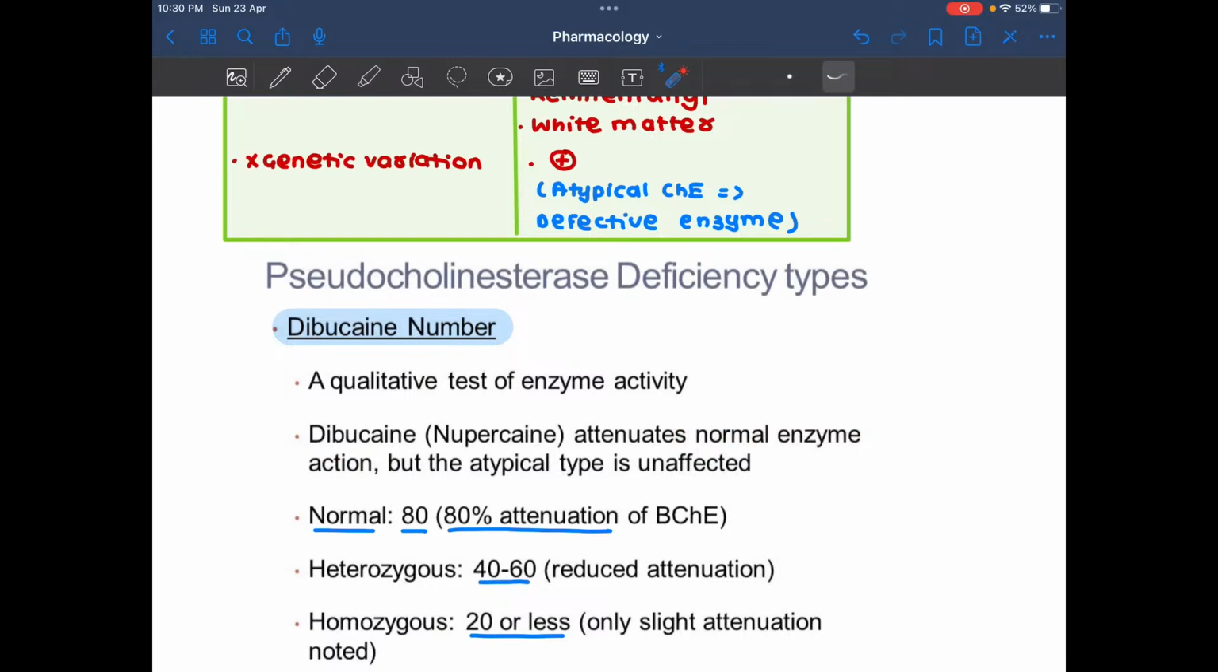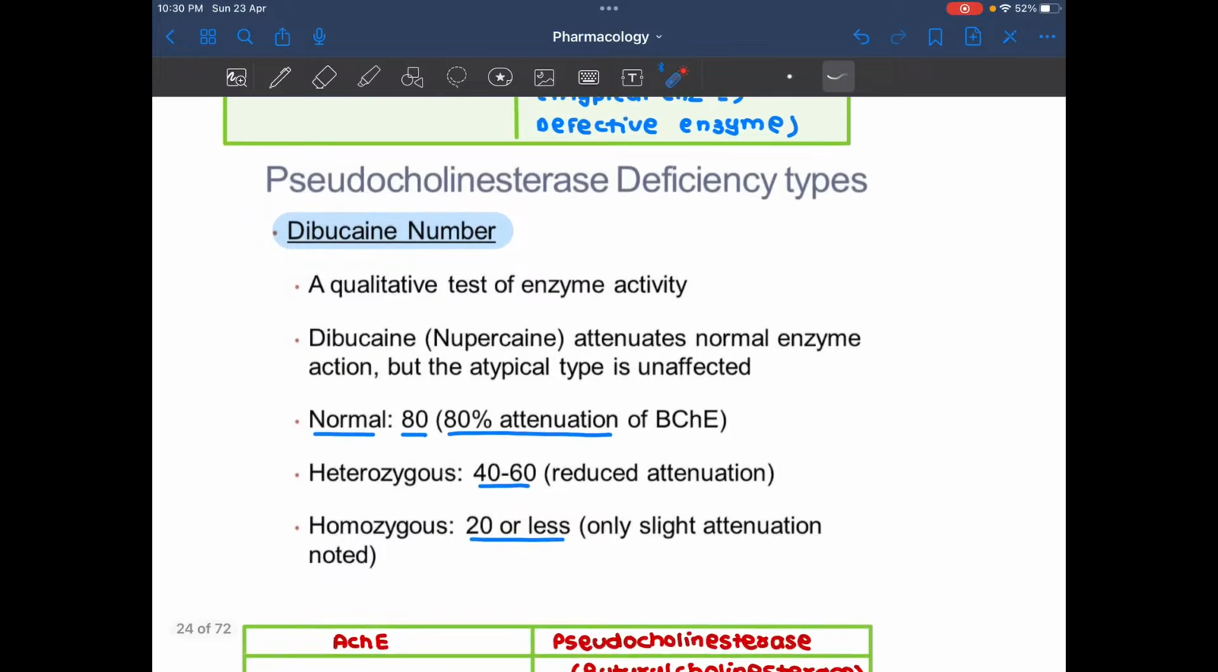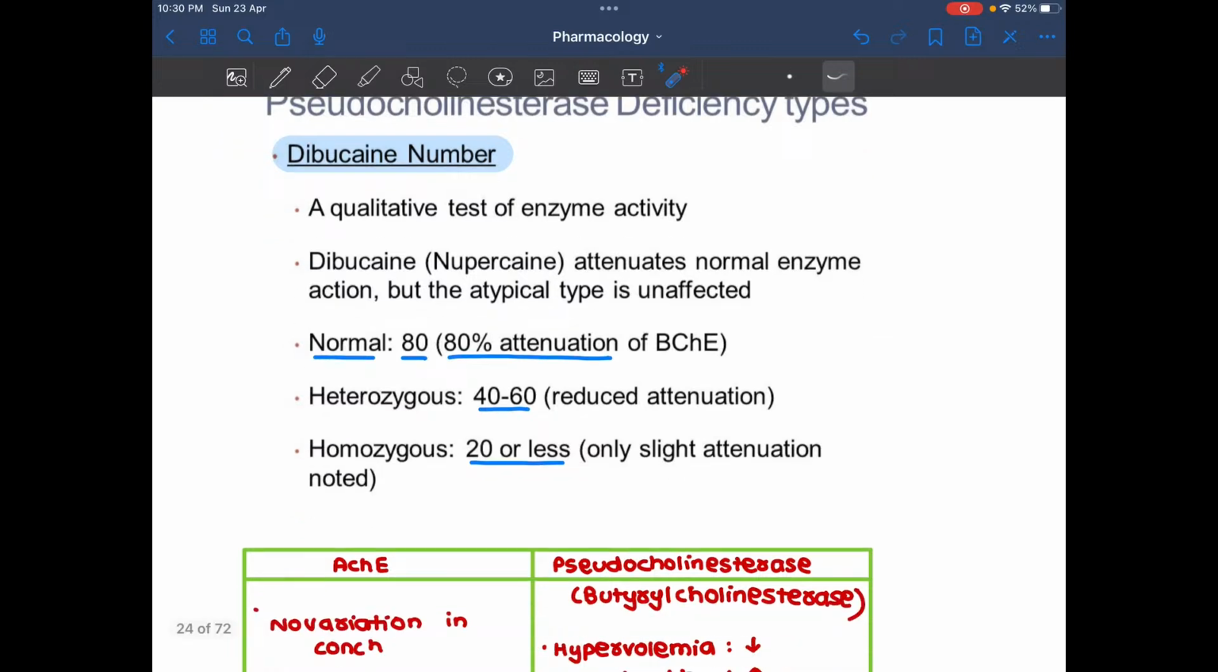So that is the dibucaine number, which we use in case of succinylcholine to see whether we have the enzyme present or not. Okay, so for normal, heterozygous and homozygous cases, we have seen the dibucaine numbers.